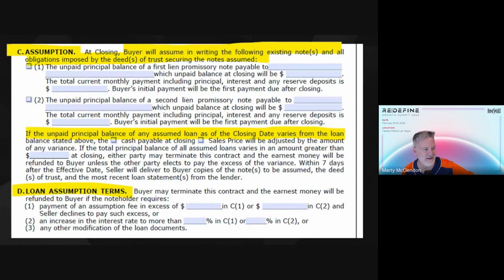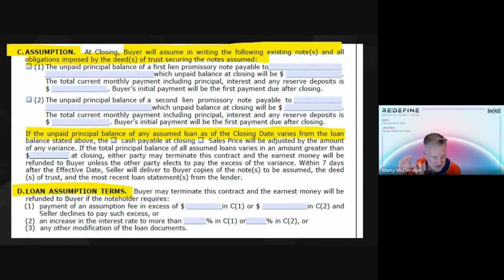And then paragraph 2, if you had a second note. And then it goes on to say if the unpaid principal of any assumed loan as of the closing date varies from the balance stated above, the cash payable at closing or sales price will be adjusted. So what it's saying is, here's what we think is owed on the property. We're assuming this note. If we get to closing and that number is bigger, we're going to either increase the price of the property to cover that note, or we're going to adjust the loan amount or the assumption amount to accommodate the different loan number.